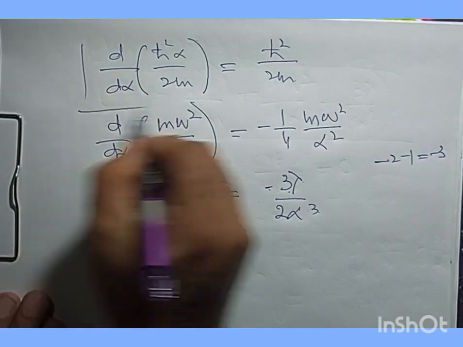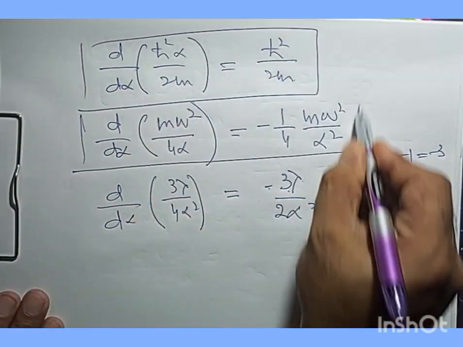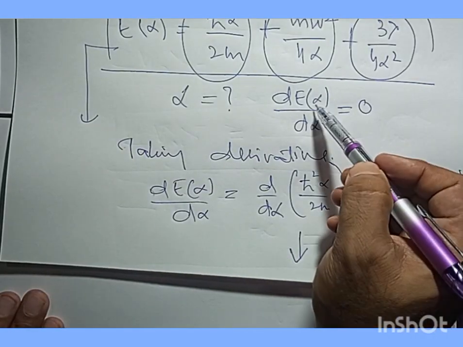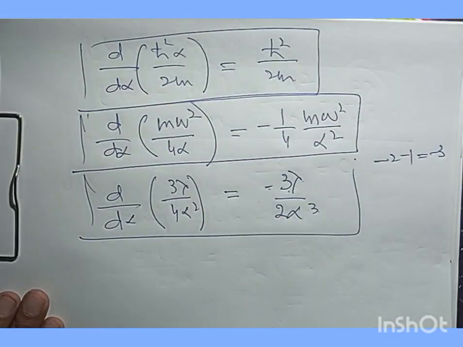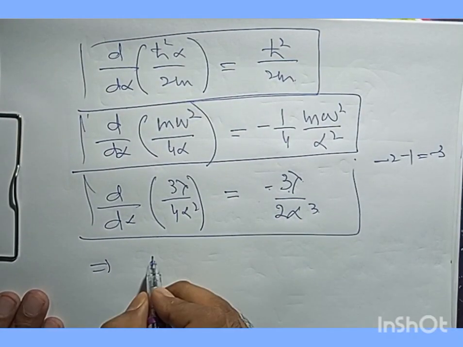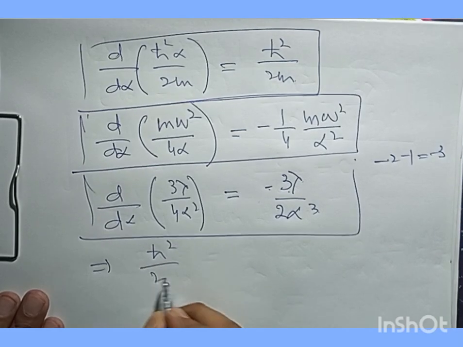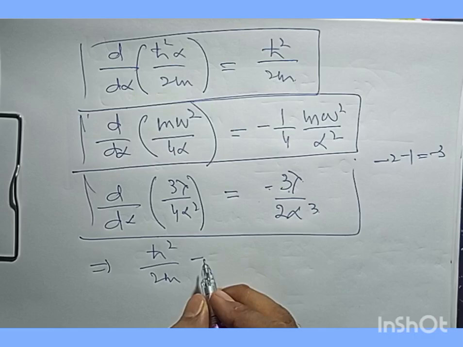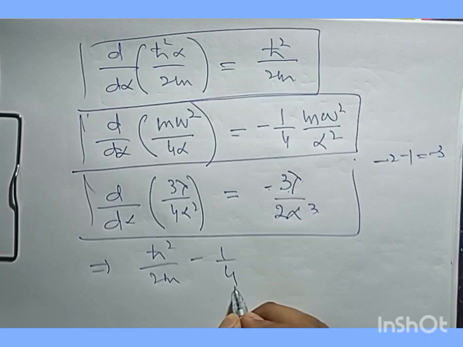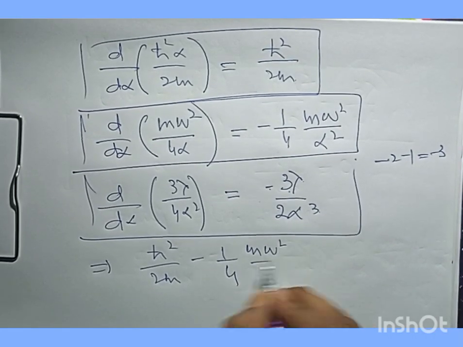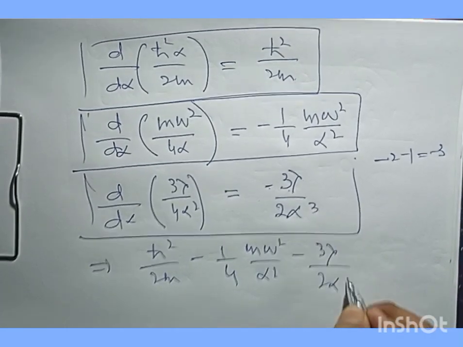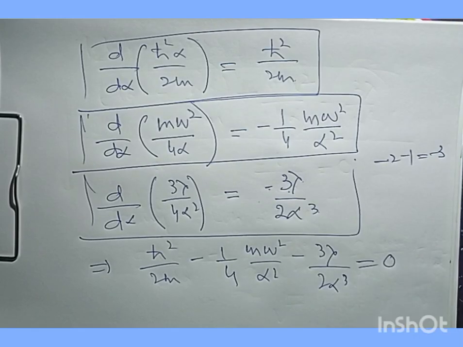And so we have these 3 derivatives, and we have to set them all equal to 0. We have to add them in accordance with this equation and equalize this to 0 in order to calculate alpha. So what does that mean? That means h bar square by 2m, minus 1 by 4 m omega square by alpha square, minus 3 lambda by 2 alpha cube is equal to 0.